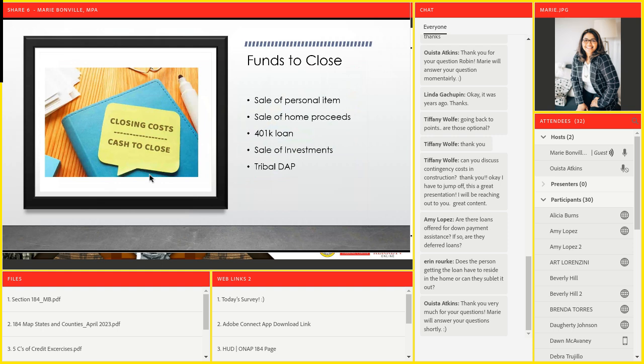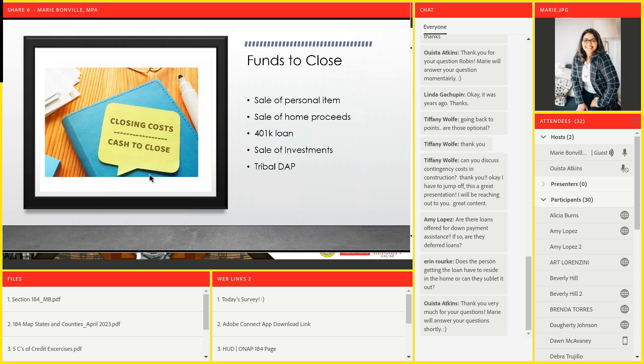401k loan. They don't like to see 401k loans, but they do see it happen. So it is an option. But that goes back to financial wellness and having a nest egg and having that security. And so no one wants to see you use your 401k, but it is allowable. Sale of investments are allowed as well. If the tribal member has something that's a value that they want to sell, maybe a business or something like that, go ahead. And then that down payment assistance, as I mentioned before.